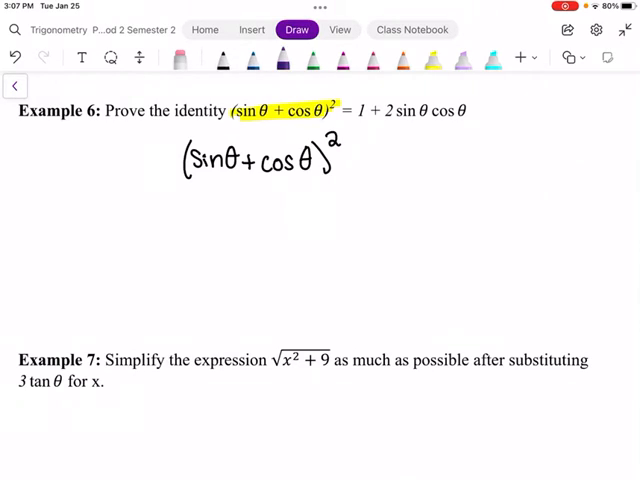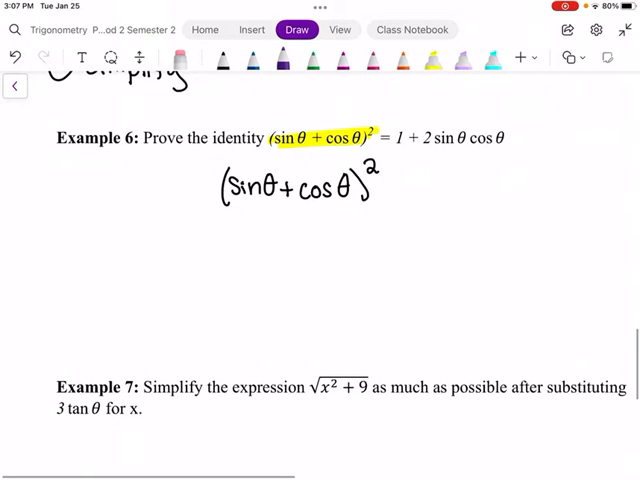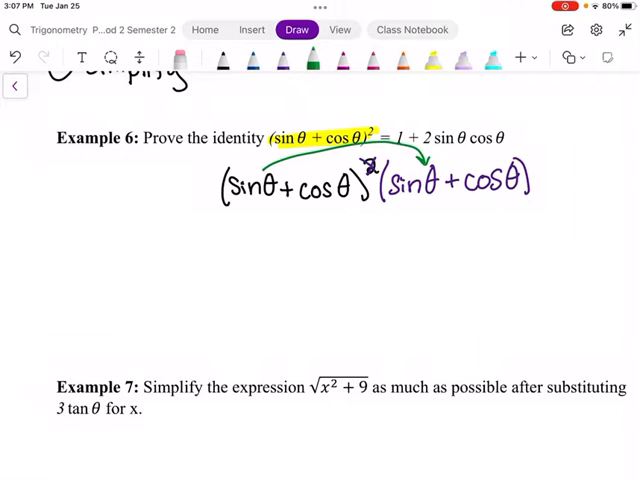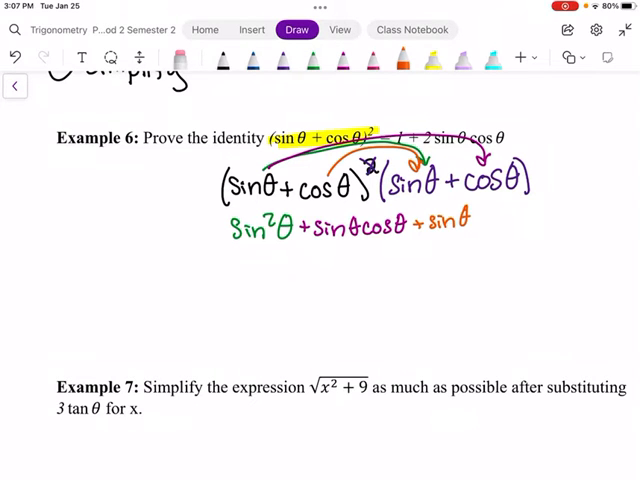So the first thing we're going to do is work with that squared. So remember, that means you're taking it multiplied by itself, so we are going to have to FOIL this. And if we FOIL, we're going to end up with sine squared theta plus sine cosine plus another sine cosine, and lastly, plus a cosine squared.